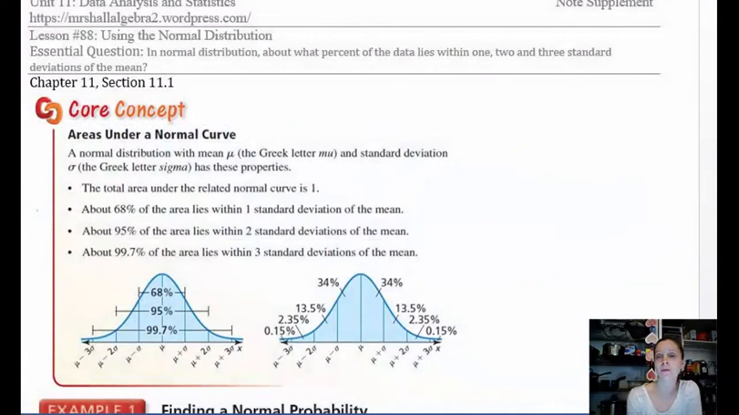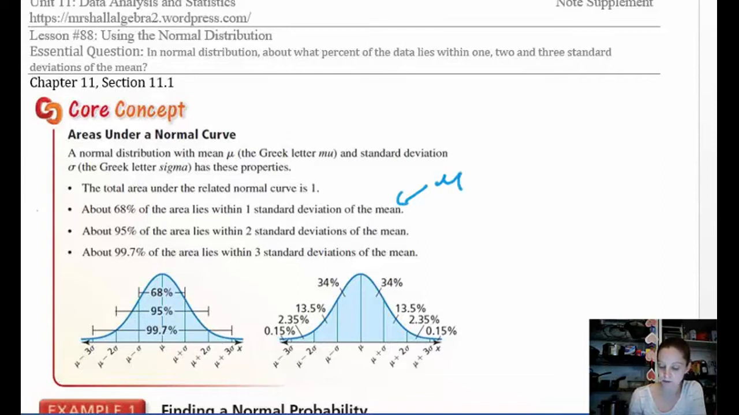We're going to start by reviewing Lesson 87, the big idea of areas under a normal curve. A normal distribution with mean mu and standard deviation sigma has these properties. The total area under the related normal curve is 1. About 68% of the area lies within 1 standard deviation of the mean.